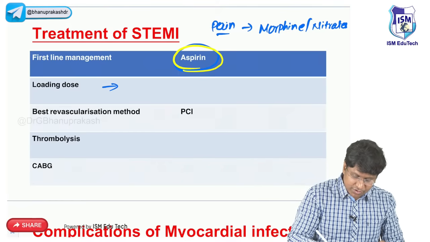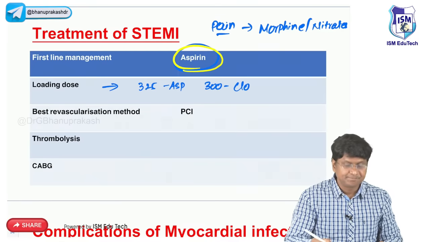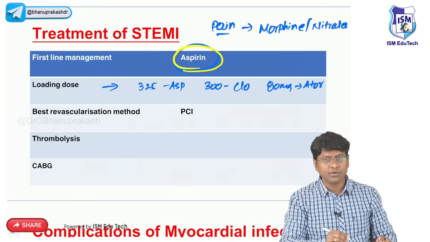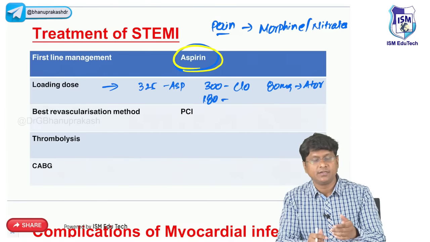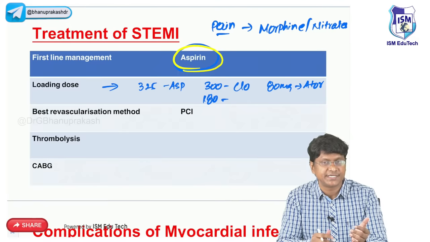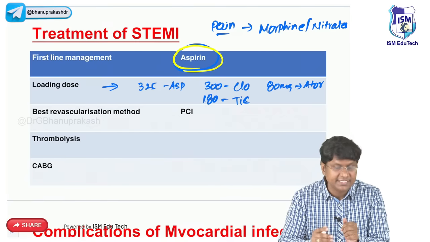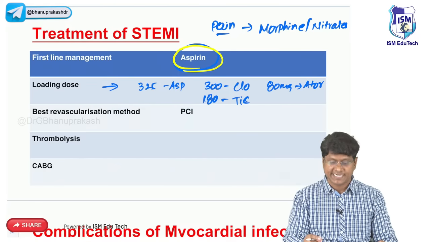And the loading doses of these particular drugs are 325 milligrams of aspirin, 300 milligrams of clopidogrel, and 80 milligrams of atorvastatin. Or you can give 180 milligrams instead of the clopidogrel. The other drug which has been used recently is ticagrelor. 180 milligrams of ticagrelor can be given. These are the loading doses. And instead of 80 milligrams, you can give 40 milligrams of rosuvastatin as well.